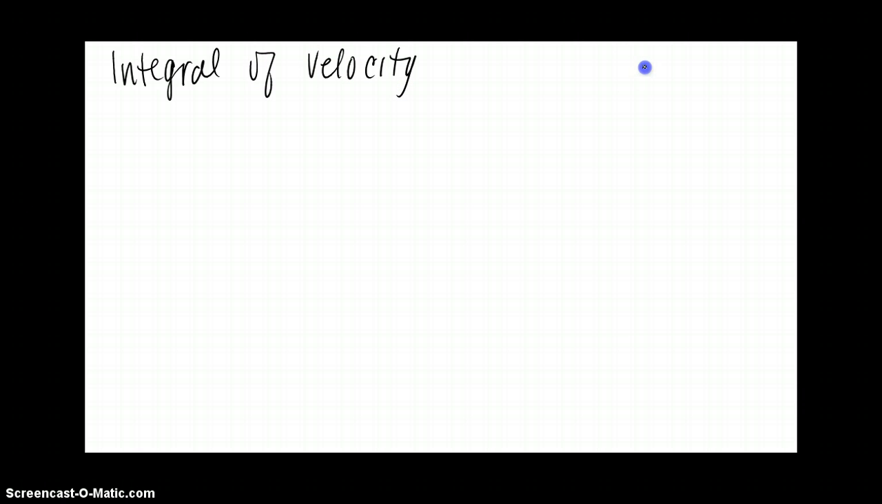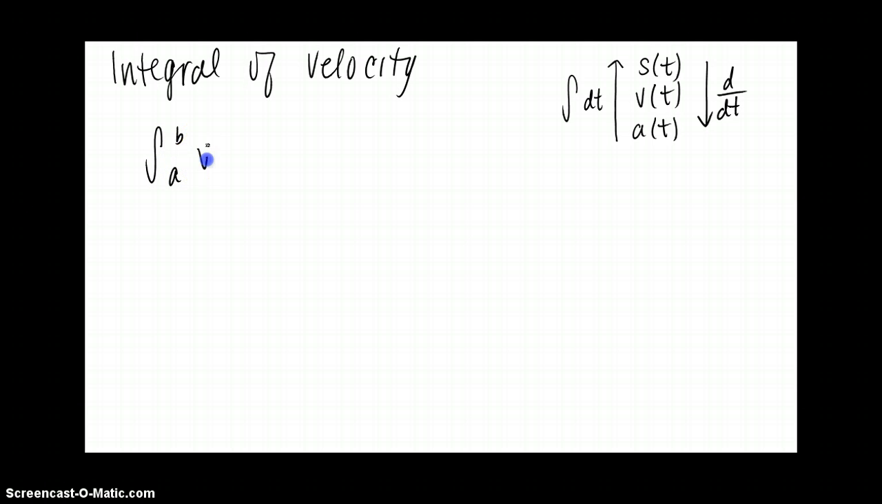Okay, so we already know the relationship. We derive position to get velocity, derive velocity to get acceleration. If we start at acceleration, we integrate, which I always refer to as going backwards. So if we look specifically at velocity, the antiderivative of velocity is the position function. So it would be the position function at B minus the position function at A. Again, using the fundamental theorem of calculus.